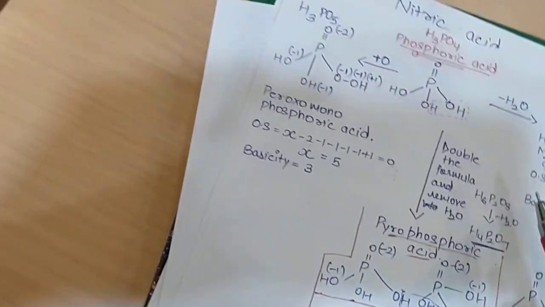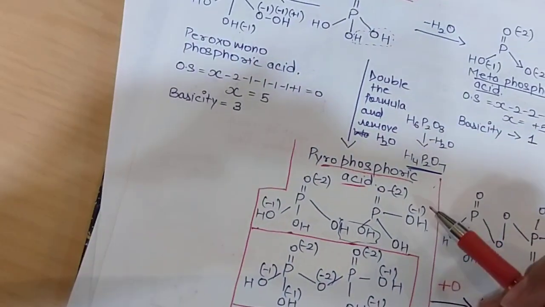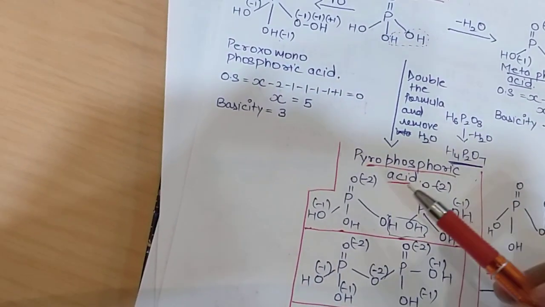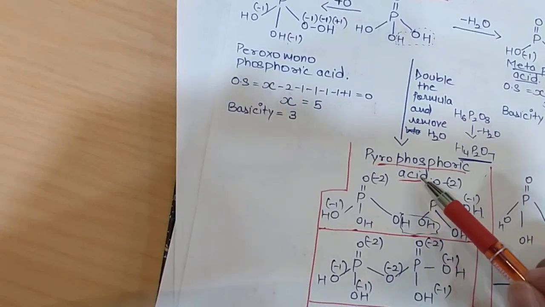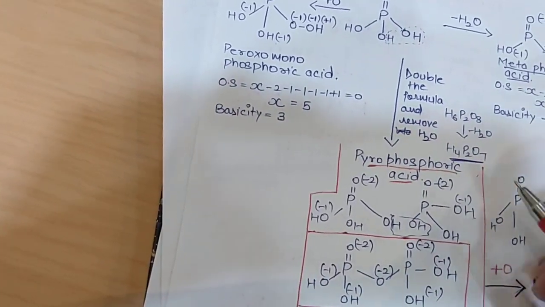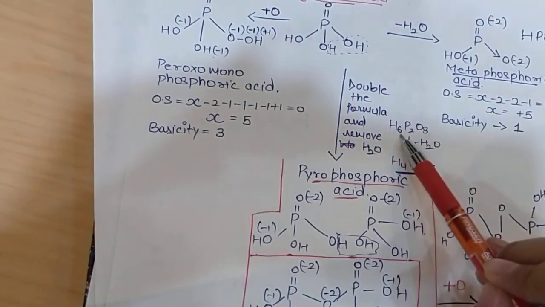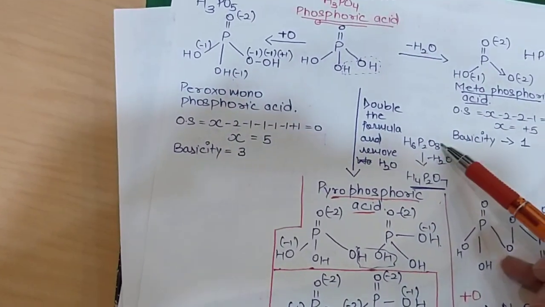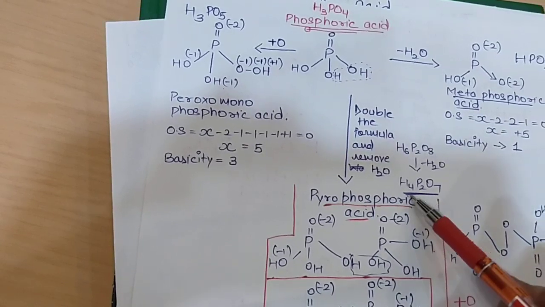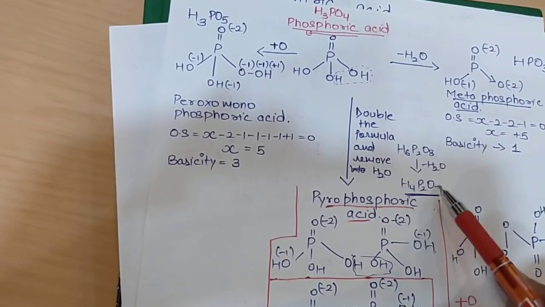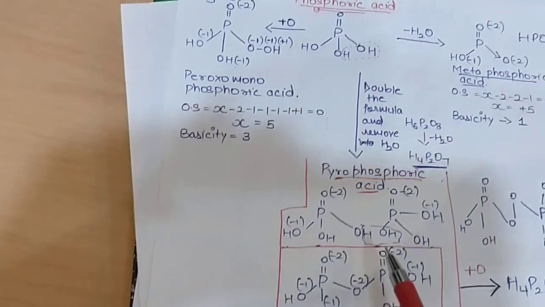Now what next acid we can generate is pyrophosphoric acid. For the introduction of the prefix pyro, what we do is double the formula and remove a water molecule. Doubling the formula becomes H6P2O8, and H6P2O8 minus H2O will give us H4P2O7. So this is pyrophosphoric acid.